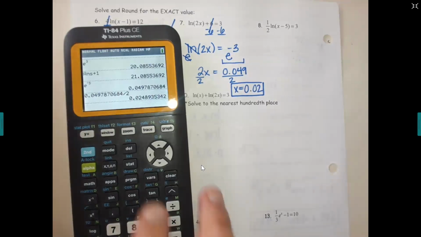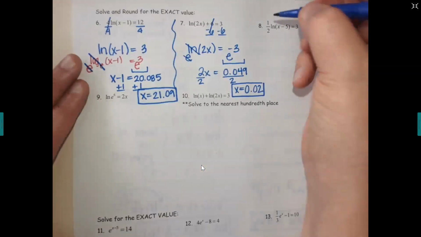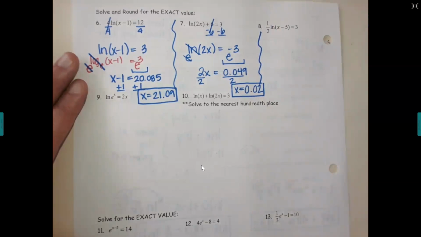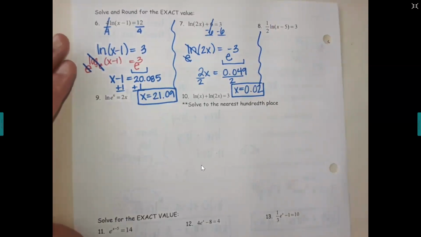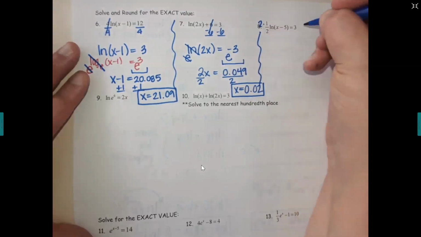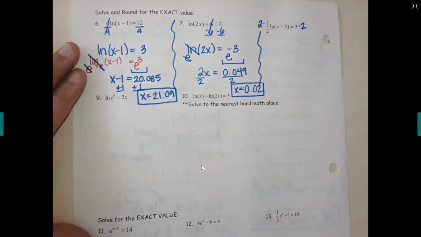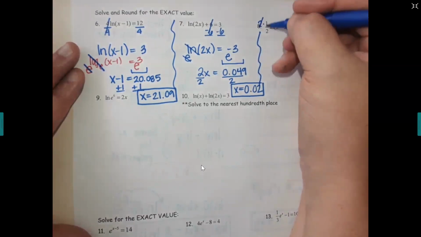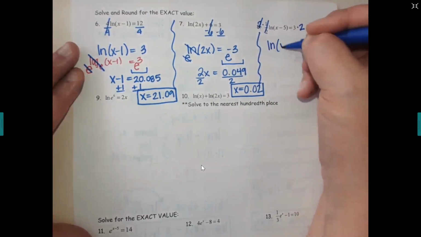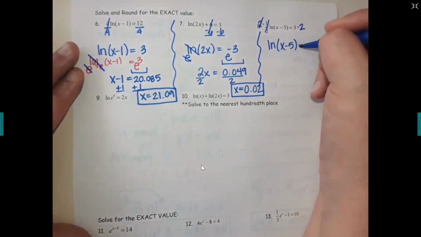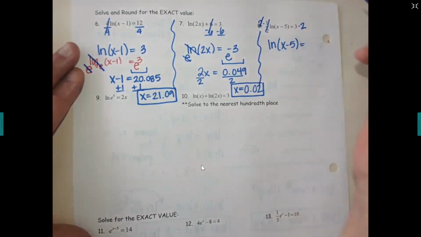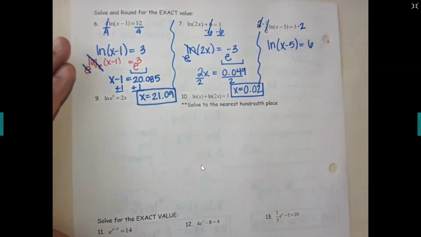Okay, just a couple more left. You can do it. Number 8, what are we doing first? Okay, there's a 1/2. How do I get rid of it? Divide by 2 or 1/2? Okay, times by 2 on both sides. 2 times 1/2 is going to cross out. We have our ln of x minus 5 equals. 3 times 2 is 6. Okay, then how do I cross out the ln?